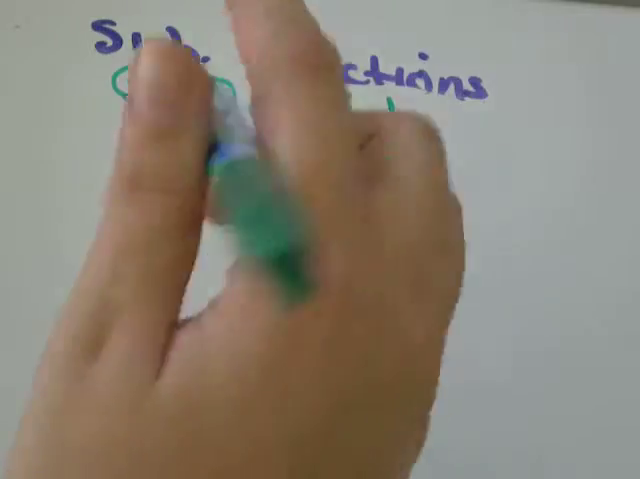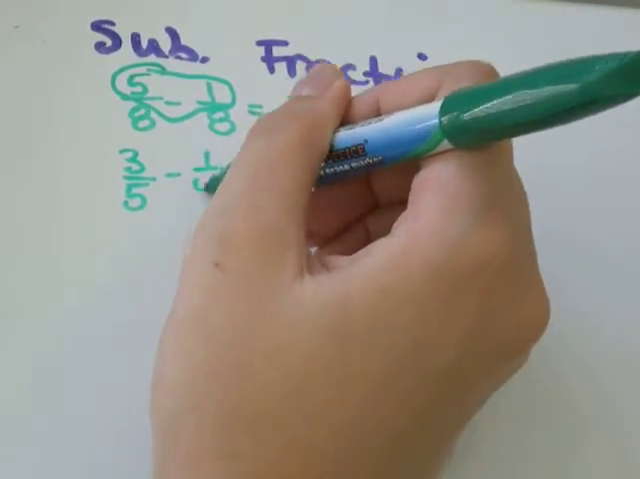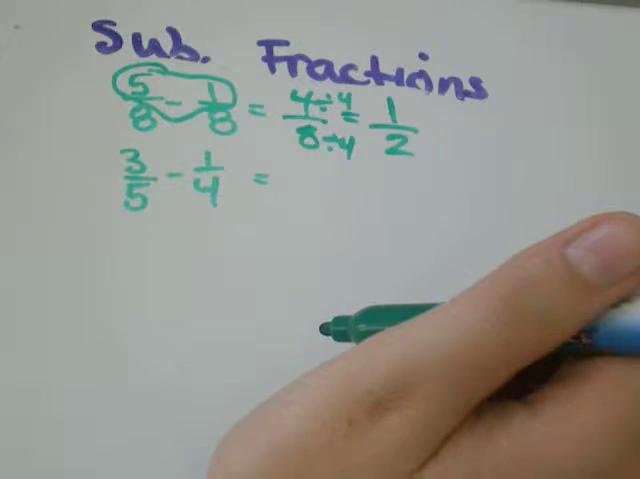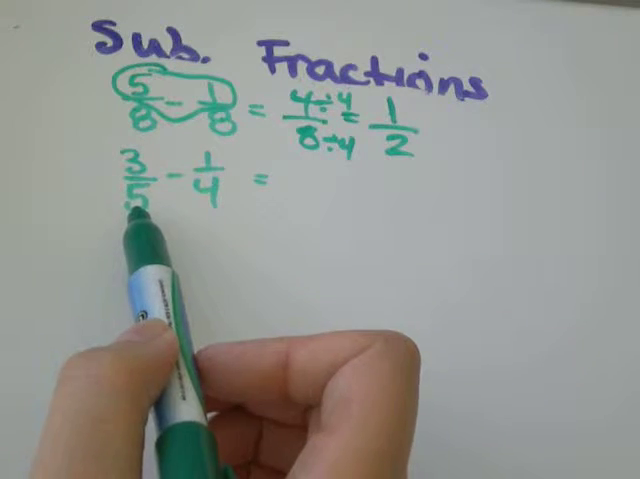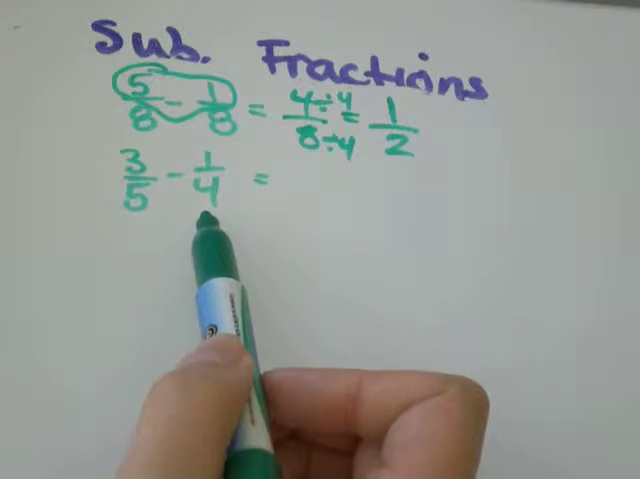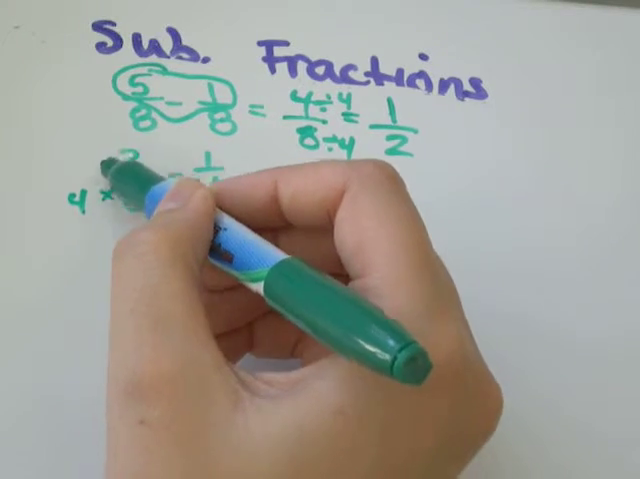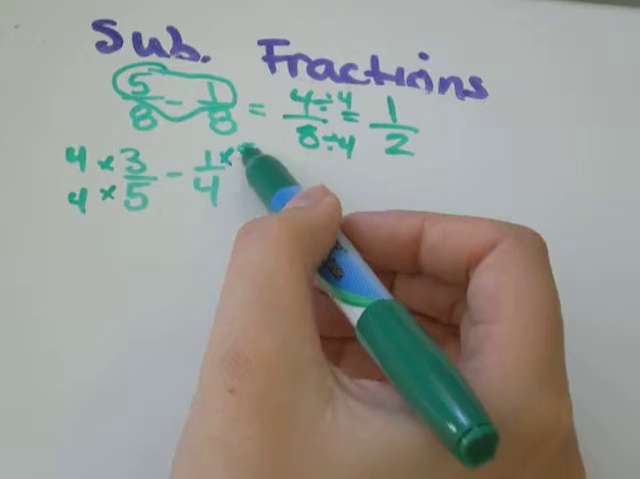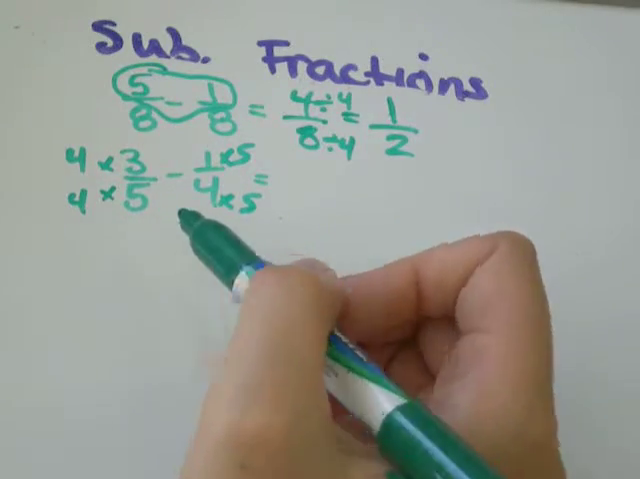Let's do one where they don't have common denominators. Let's do 3/5 minus a quarter. Well, to get a common denominator, you need to think, what's a number that I can divide by 5, and I can also divide by 4? If you're ever not sure, just multiply them by each other. Multiply this one, top and bottom, by 4, because that's the denominator over here. Multiply top and bottom of this fraction by 5, because that's the denominator over here.